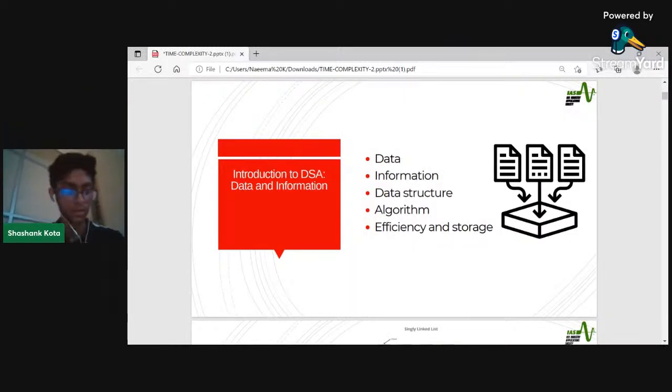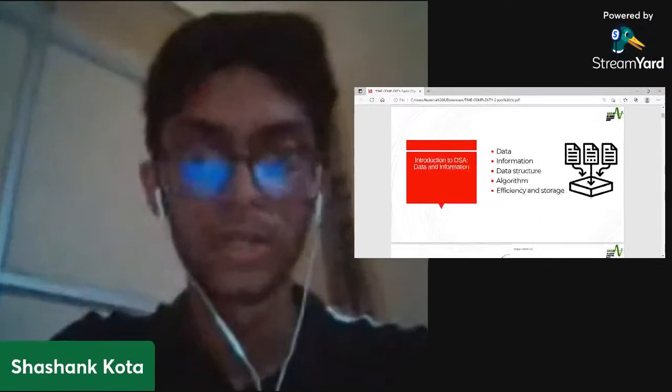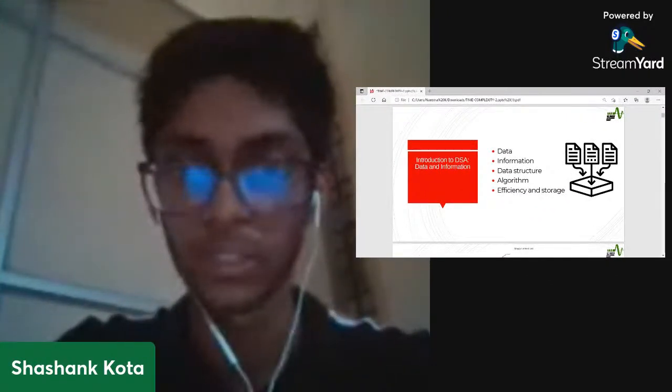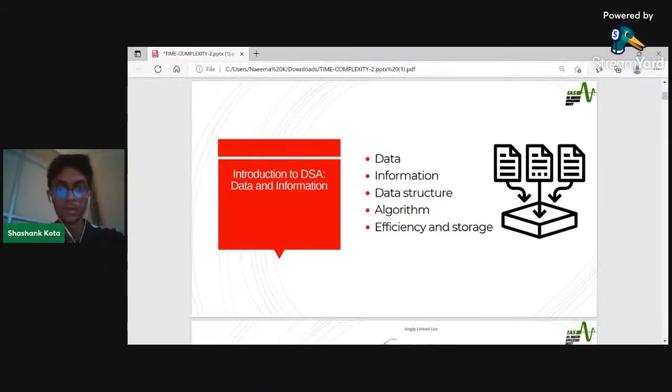So first, let's get into the introduction to DSA, that is data and information. First of all, let's start with the definition of data. What is data? Most of you will be knowing the meaning of data. That is, it's basically a collection of different numbers, symbols, and alphabets, which particularly represents information. So information is defined as a collection of data.